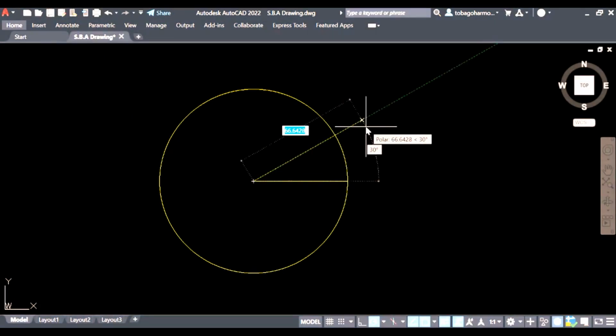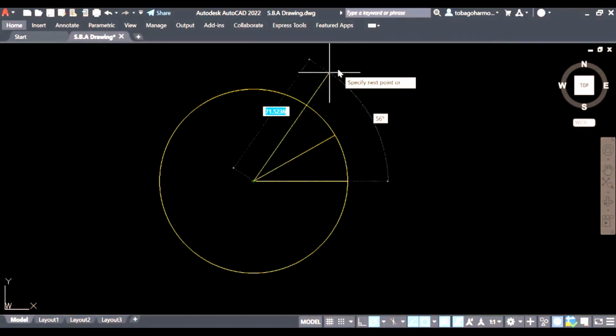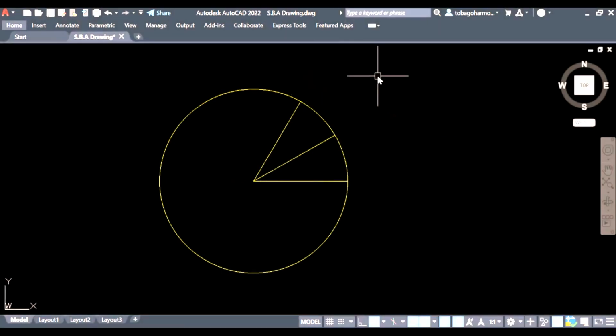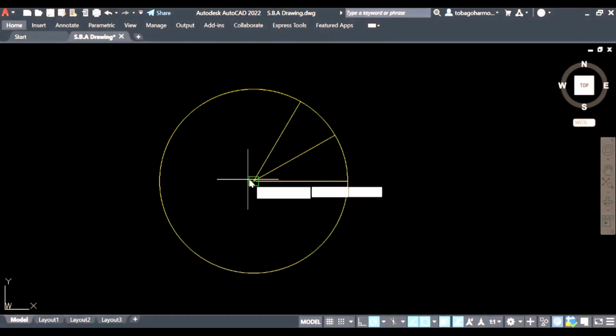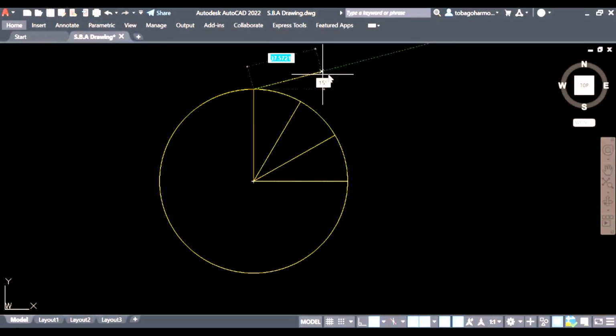What I'm doing now is dividing one quadrant of the circle into three parts, which would be angles of 30 degrees. So our first angle was 30 and our second line would have an angle of 60, but between each line there's an angle of 30 degrees.